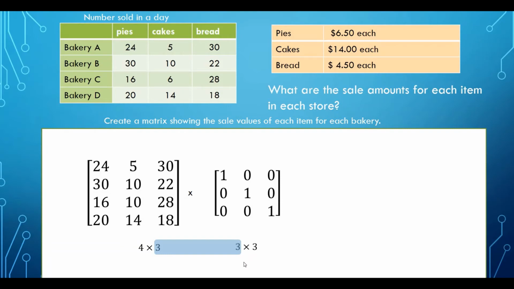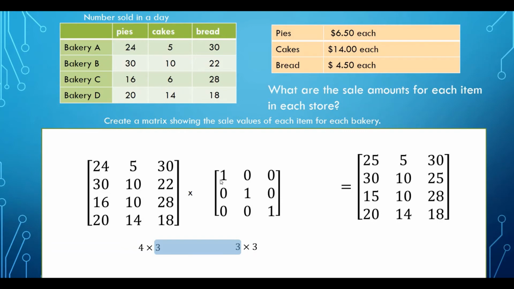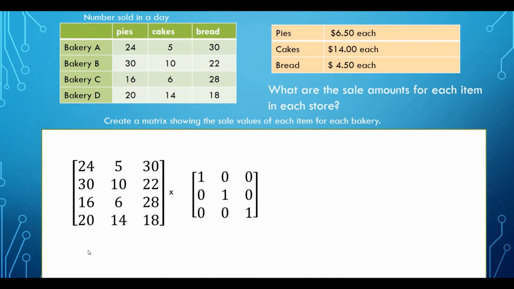An identity matrix is always a square matrix. Now, if I multiply my original matrix by my identity matrix, I get the same original matrix. But we can tweak this to make this more useful for us. So let's first of all have a look at how this is going to work.